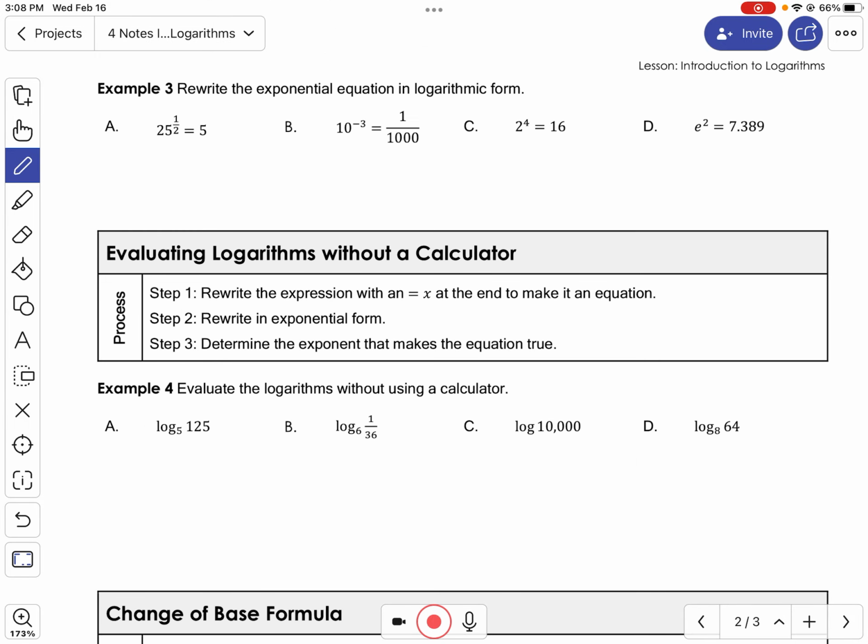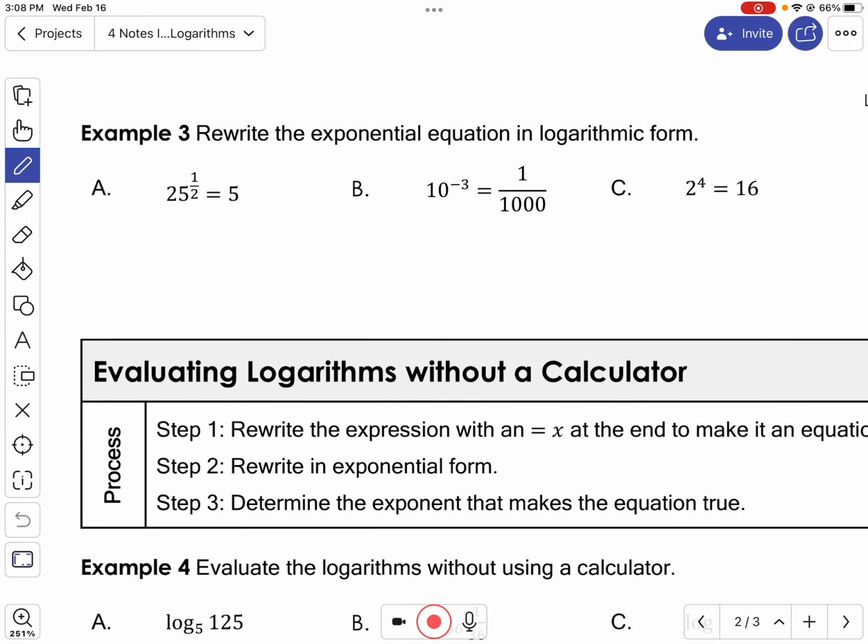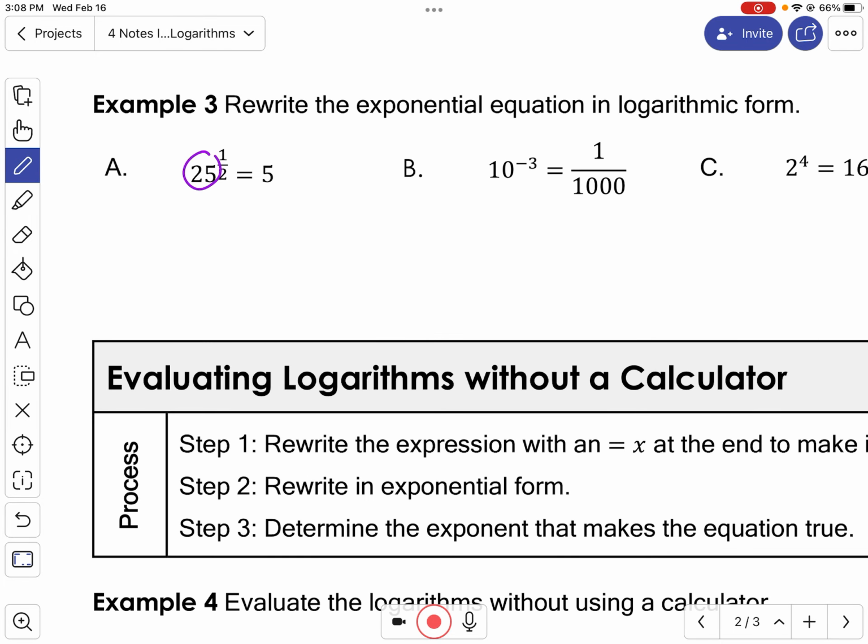Okay, next part, we're going to be rewriting the exponential. Now we're given the exponential, we're going to write it as a log. So I do it very similarly. I start with my base of my exponential. I need to write log first. The base of my exponential is my base, the little subscript of your log. And then I go around the world. So my base, and then of, log base 25 of 5 equals 1/2.